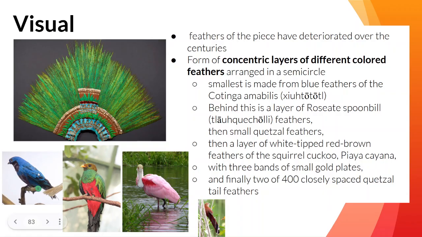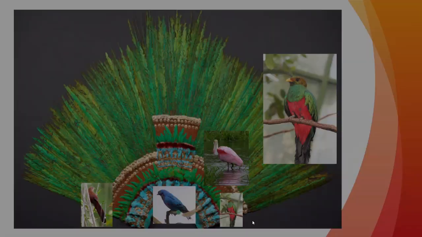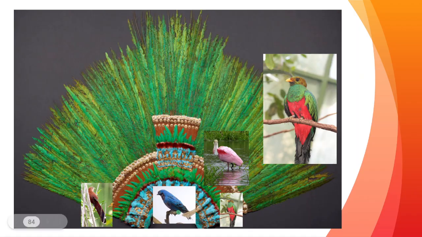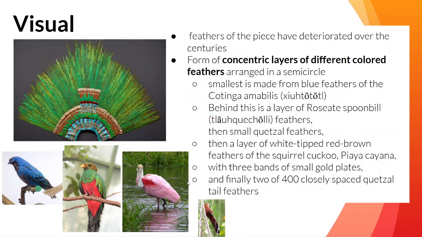So here are the different birds that they used. I'll move forward so you can see the layout. Here's the Quetzal. That's the green tail feather. They would have used the wing feathers for the smaller ones. The rosette spoonbill is a pink bird, so you can see little touches of pink in between those 2 gold layers. The blue Cotinga is those blue feathers there. And I forget what the other bird is, but that one.